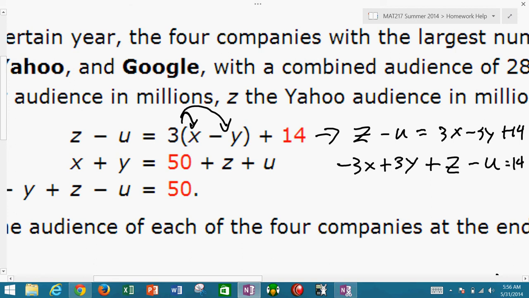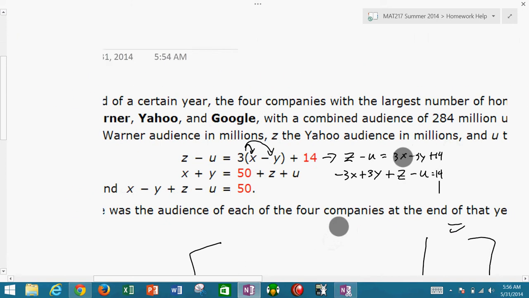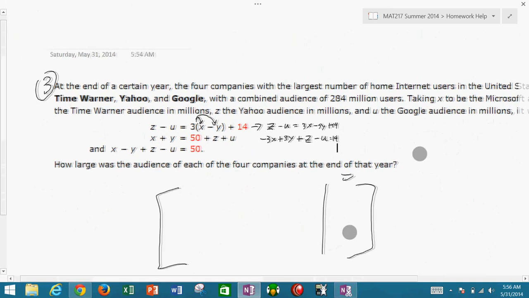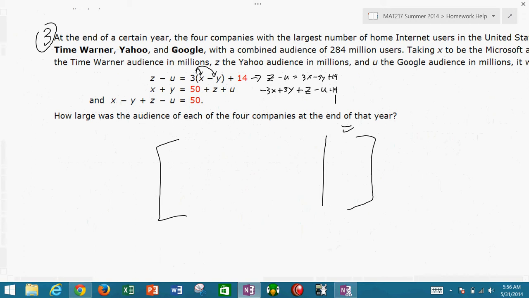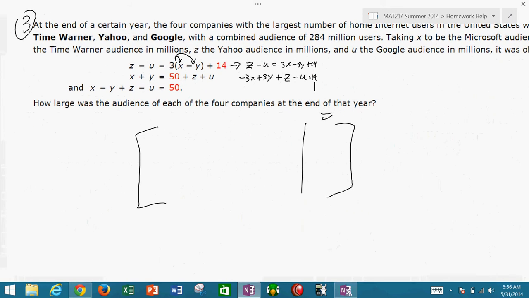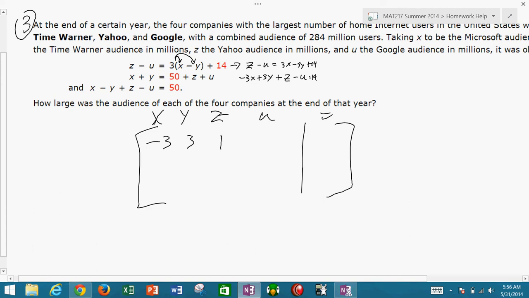So now I'm going to go ahead and pop that into my matrix. Keep in mind what they want the answer in terms of, so that you can correctly order your numbers, but I don't know what they are, so I'm just going to do x, y, z, u, that order. So this equation would go in as negative 3, positive 3, positive 1, negative 1, 14. Okay, and then rinse and repeat for the other two equations.